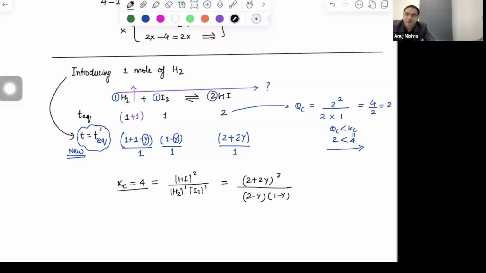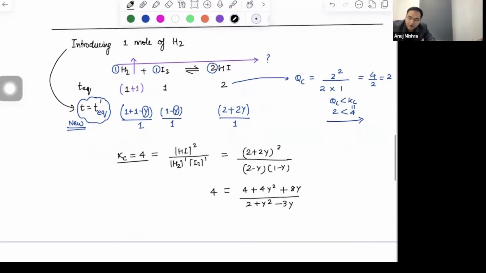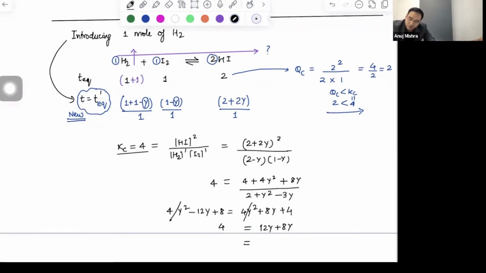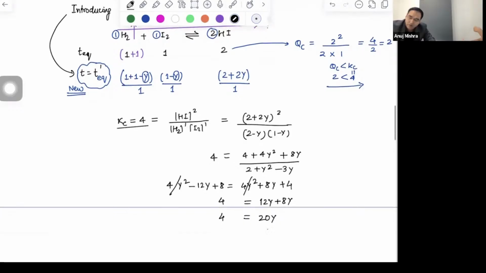Will you do it? Now let's open this. You will have to help yourself with a little maths here, right? So 2 square plus 4y square plus 2 into 4 plus 8y will be, divided by 2 plus y square minus 3y, is 4. So let's solve and see what comes. Cross multiply: 4y square minus 12y plus 8 is 4y square plus 8y plus 4. This gets cancelled. Take 12y to the other side. This is 4. So what is coming? 20y is 4. y is coming 1 by 5.